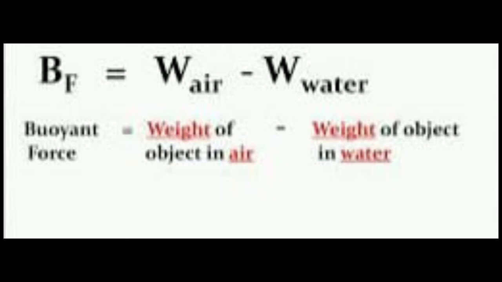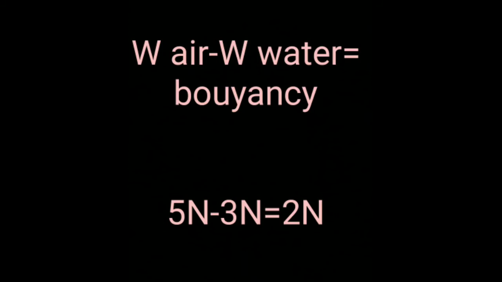It is called buoyancy. Now we got 5N and 3N. So 5N minus 3N equals 2N. So the buoyancy of the stone is 2N.